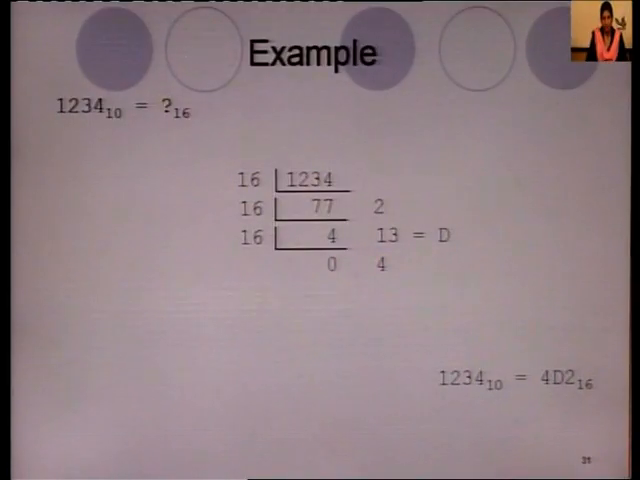Here 2 and 4 are both digits of the hexadecimal number system, whereas 13 is not a digit or symbol of the hexadecimal number system. So we will convert 13 to hexadecimal, that is, 13 is equivalent to D. So we will replace 13 by D and the resulting string will be 4D2, which is the hexadecimal equivalent of the decimal number 1234.